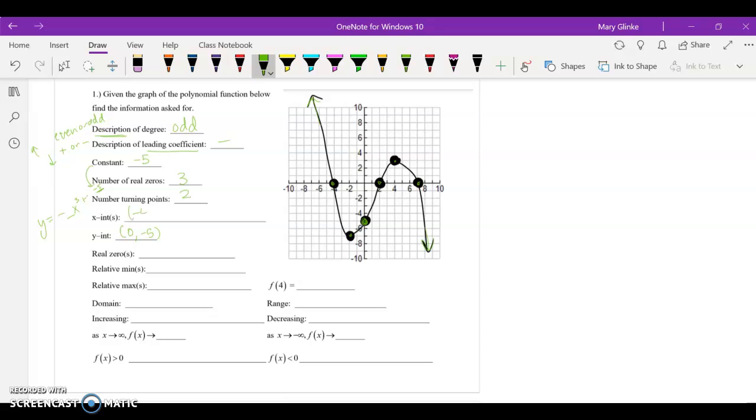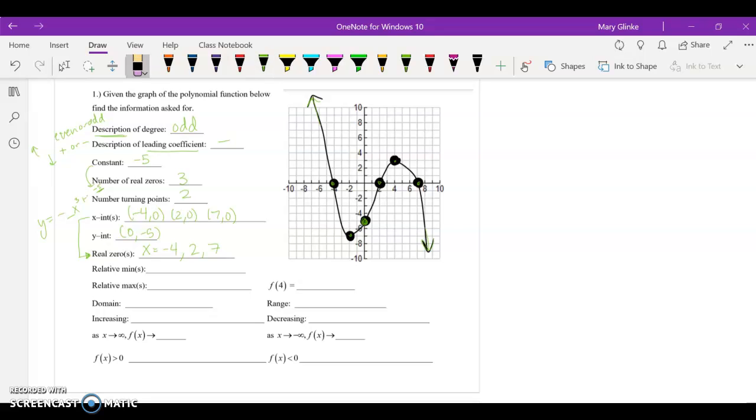Your x-intercepts are (-4, 0), (2, 0), and (7, 0). And that's going to line up with your real zeros. It's just we're going to write them as a solution here. So x equals -4, 2, and 7 would be our solutions.